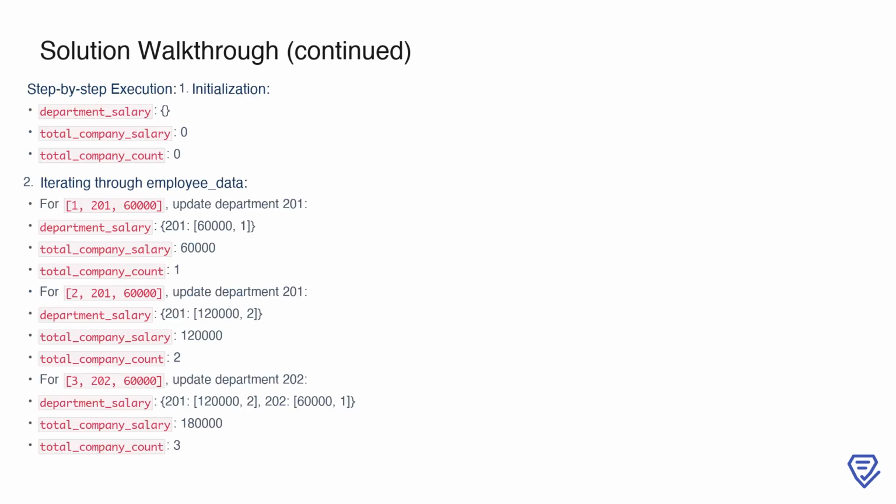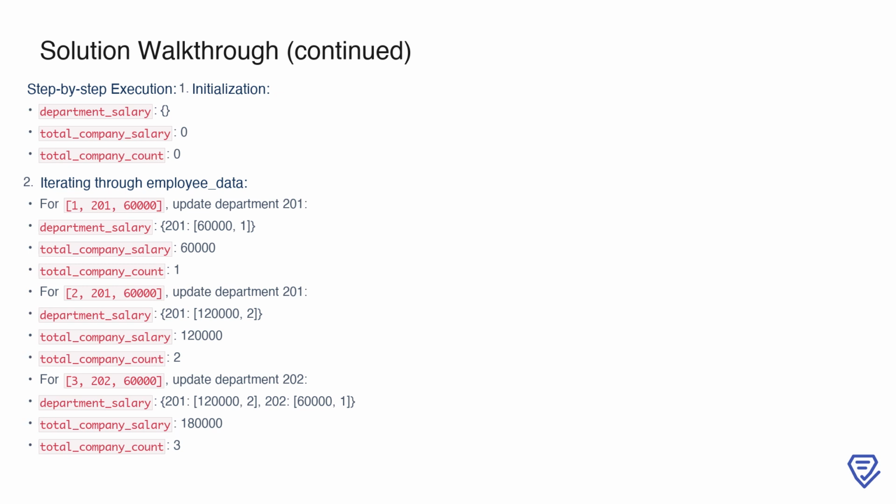In the next example, all employees earn the same salary of 60,000. We initialize the required variables as before: department_salary as an empty dictionary, and both total_company_salary and total_company_count as 0. Starting with the first record, 201, 60,000, we add Department 201 to department_salary, updating its total salary to 60,000 and its count to 1. The company's total salary becomes 60,000, and the count increases to 1.